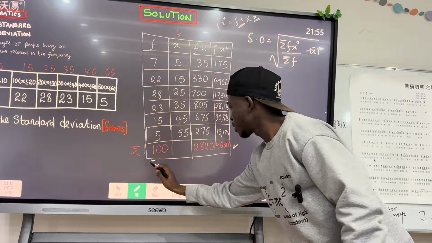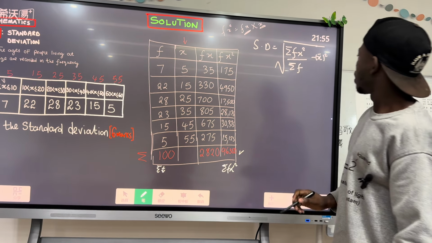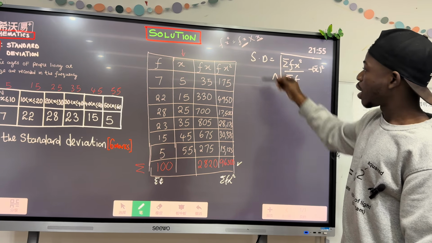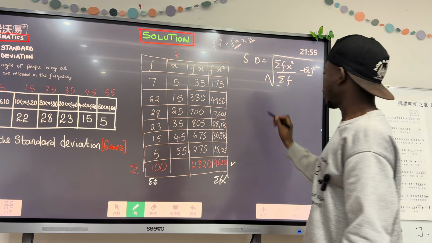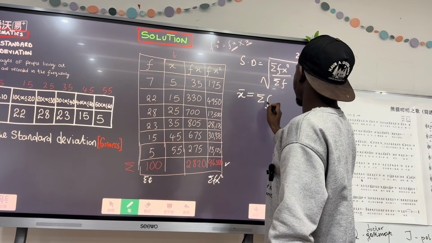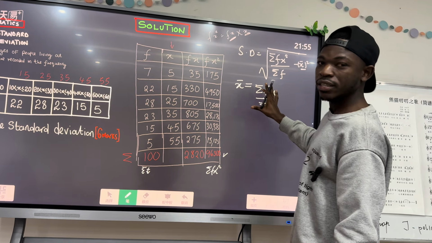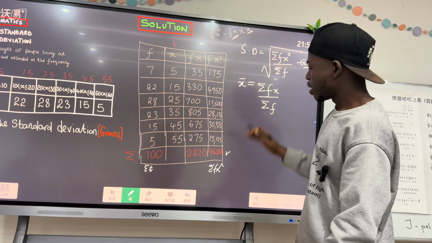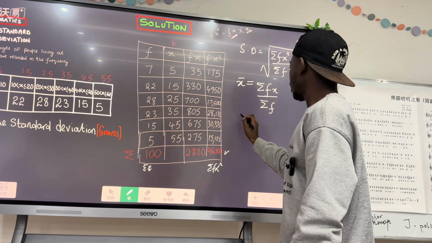So we have total frequency here. We have total fx squared here. Now, what's missing for us to compute this is the mean. So let's first of all find the mean. So mean, we said, is summation of fx divided by summation of f. So once we find the mean, then we're going to plug it in there. When we plug it in there, it will be very easy for us to find the standard deviation.